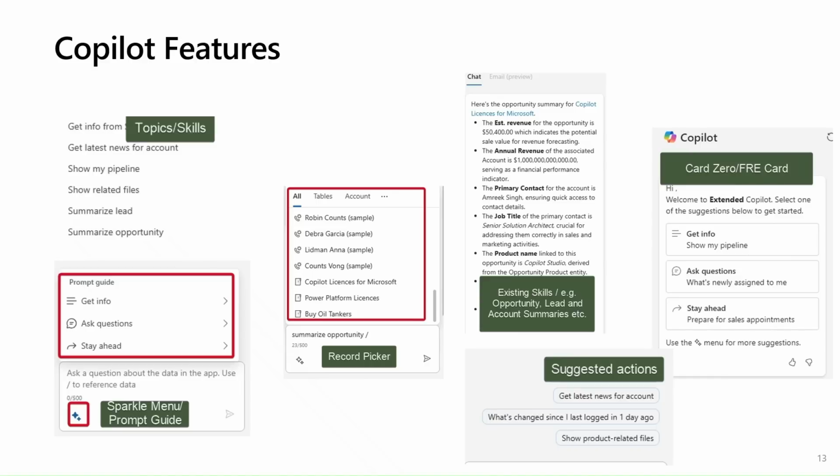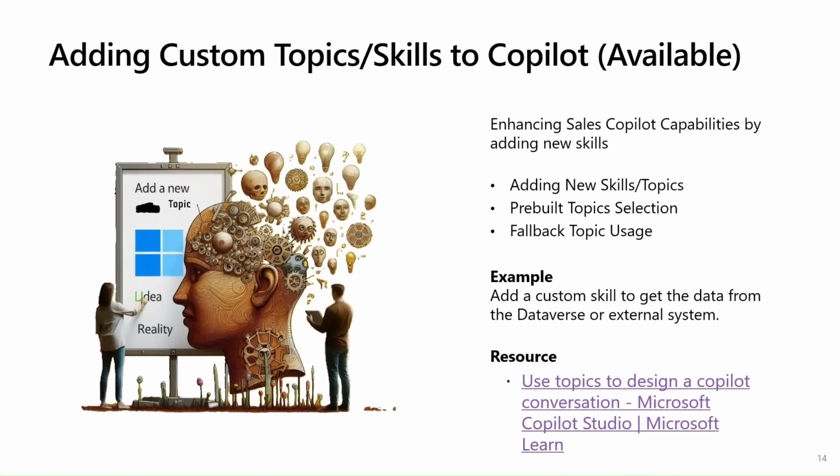When you launch the Copilot or when you refresh the Copilot, the first card you see on the screen, that's your card 0 or FRE card. Adding custom topics and skills to Copilot. This option is available right now. I believe more than 60% of your extensibility scenarios can be fulfilled using this option. It will allow you to add custom skills or topics to meet your specific business needs.